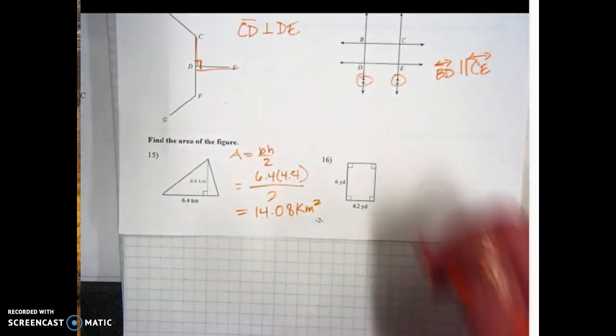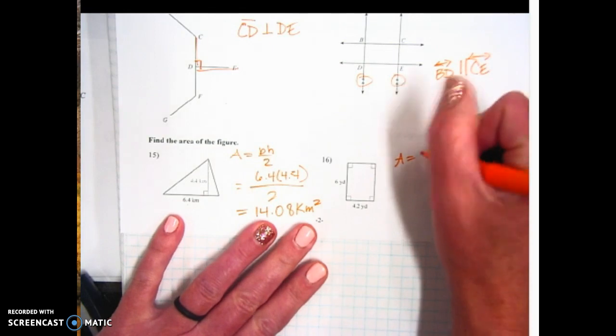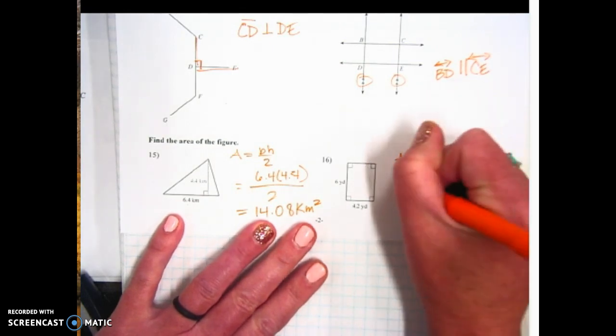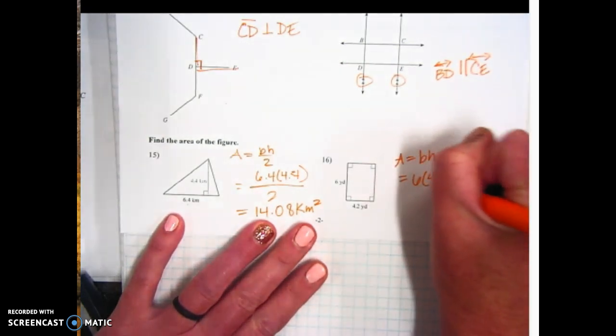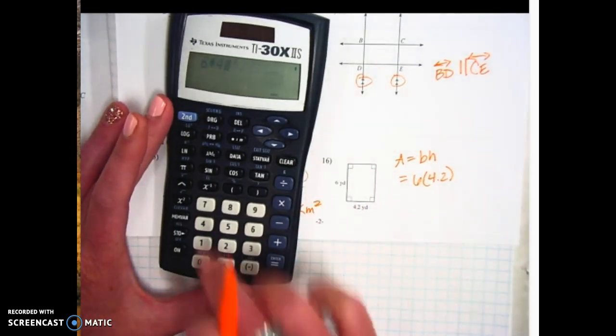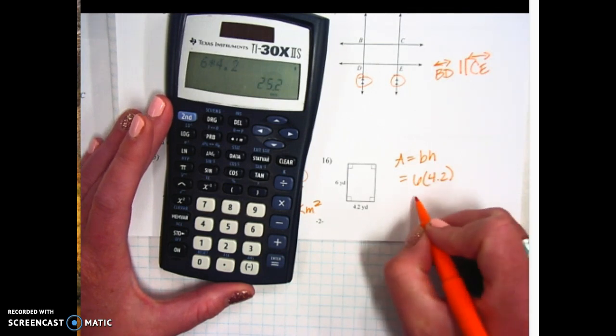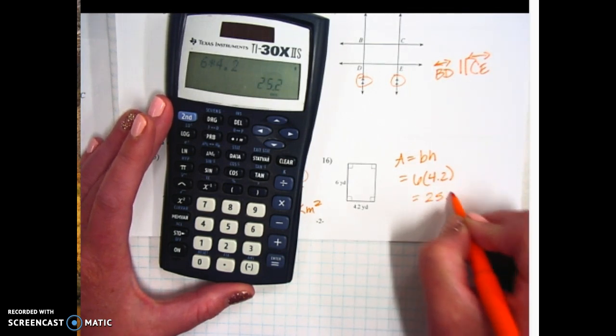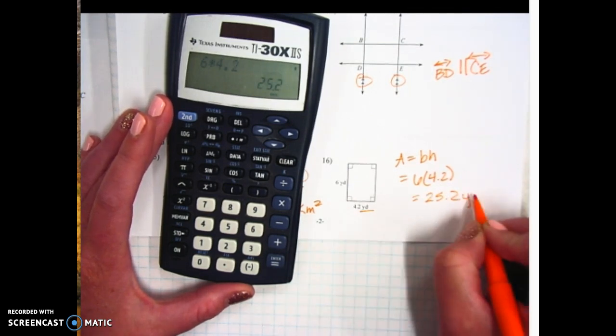All right, 16 is a rectangle. So for a rectangle, it's just length times width or base times height. So 6 times 4.2, 25.2. And this one's in yards, so yards squared.